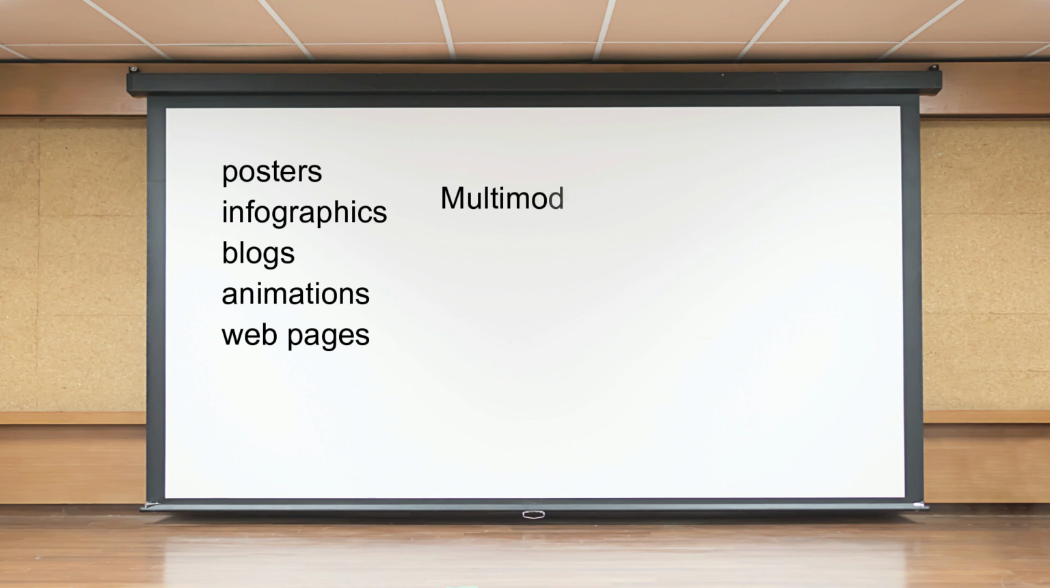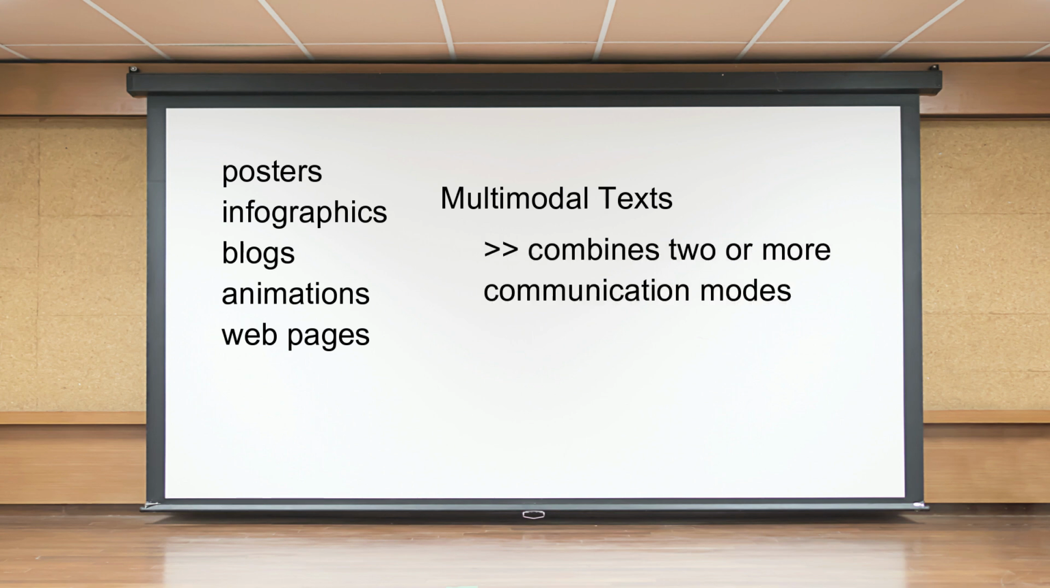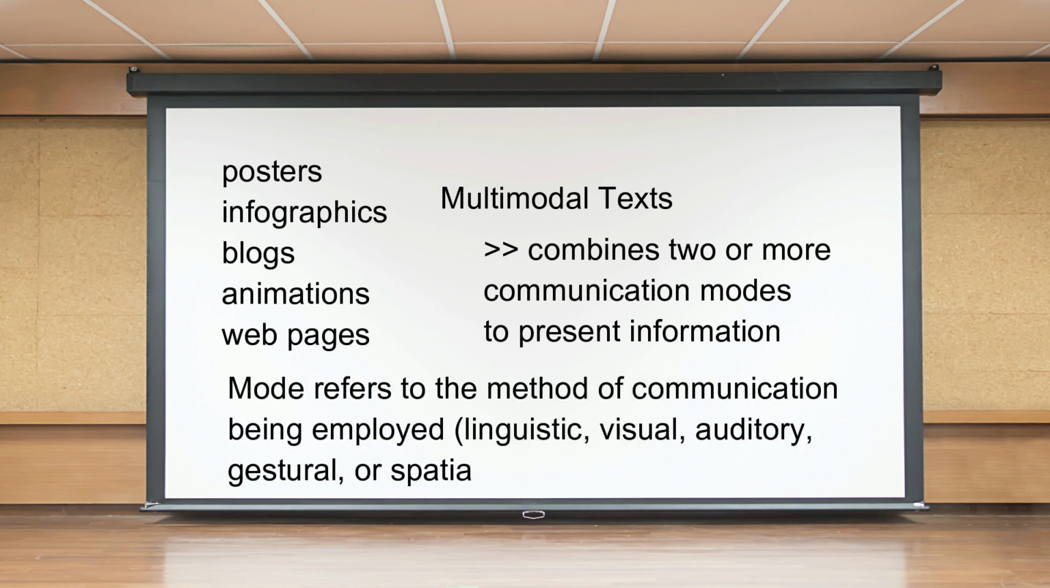The examples of materials cited above fall under a classification known as multimodal texts. A text is considered multimodal when it combines two or more communication modes to present information. In the context of multimodal compositions, mode refers to the method of communication being employed. It can be linguistic, visual, auditory, gestural, or spatial.